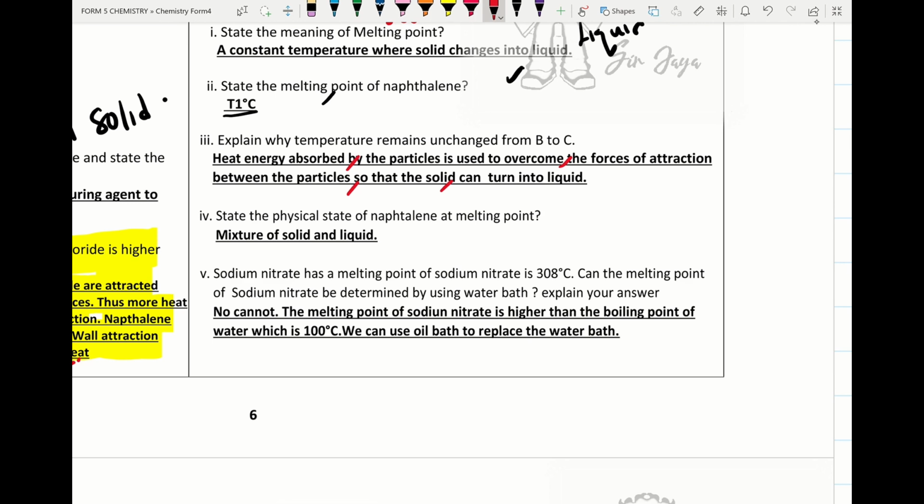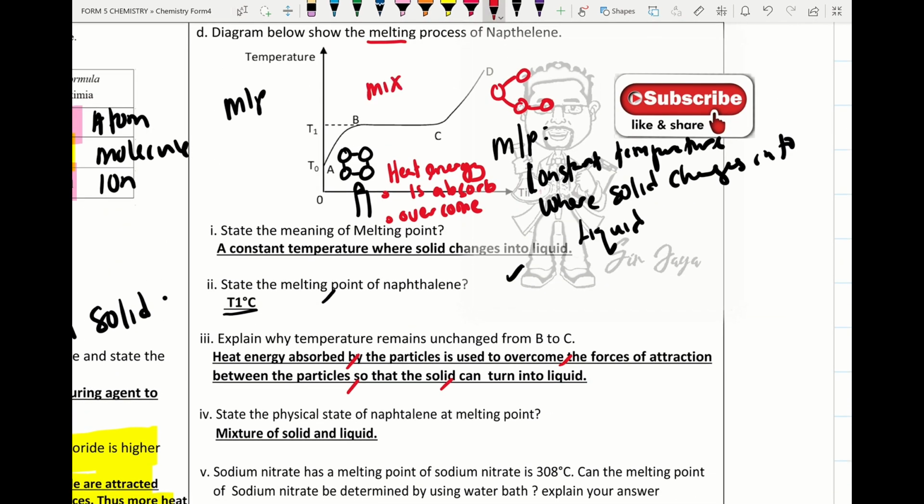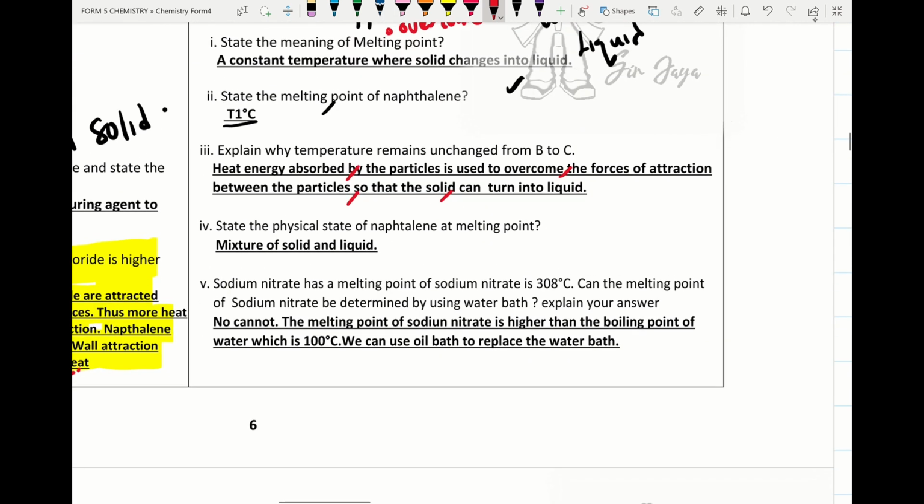What is the physical state of naphthalene at melting point? So here the particles will be in a mixture of solid plus liquid, and please remember the answer.